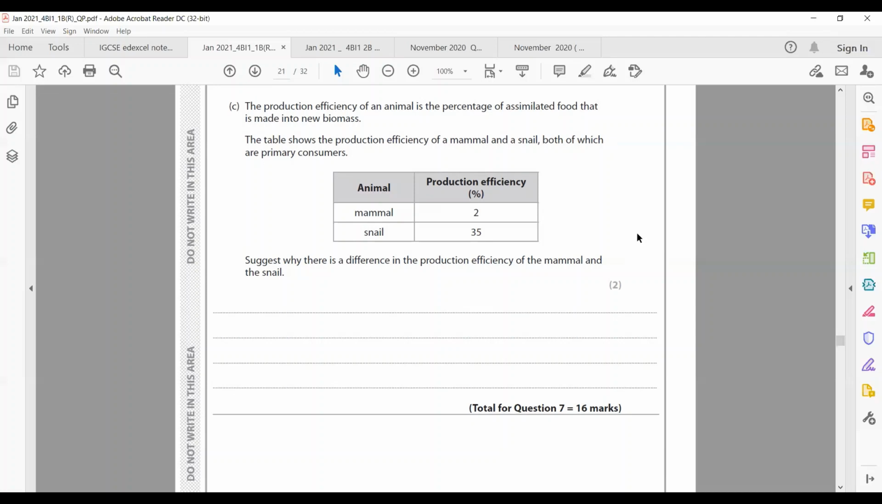Like what? Like respiration, for example. It consumes a great part of its energy from food in respiration. Well, mammals are moving. The movement of the mammal is more than the movement of the snail.